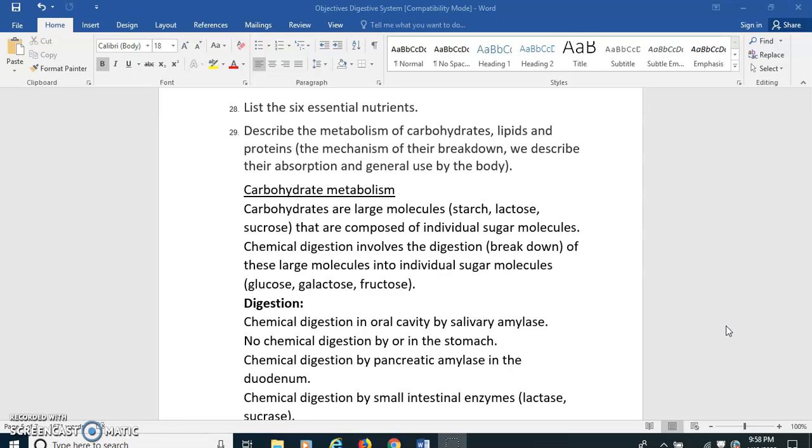We have our carbohydrates, we have our lipids, also called fats, we have our proteins, and then we have our vitamins, our minerals, and then our water. So that's the list of our 6 essential nutrients, the 6 that we need in our diet in order for our body cells to function properly.